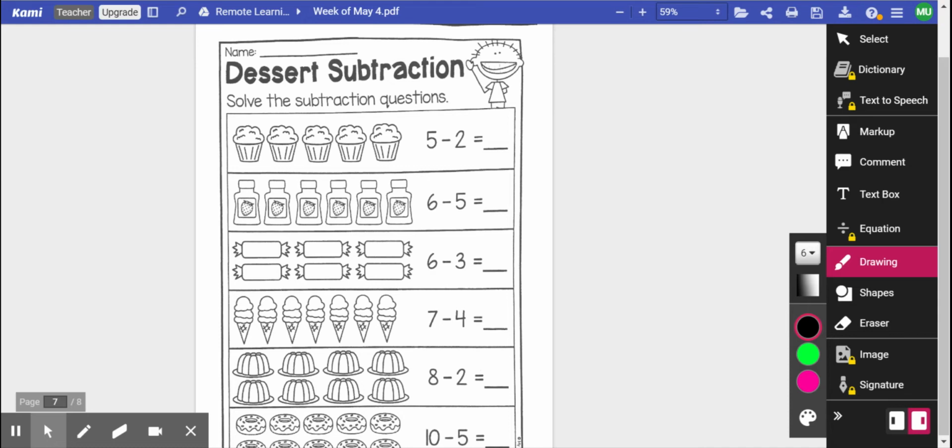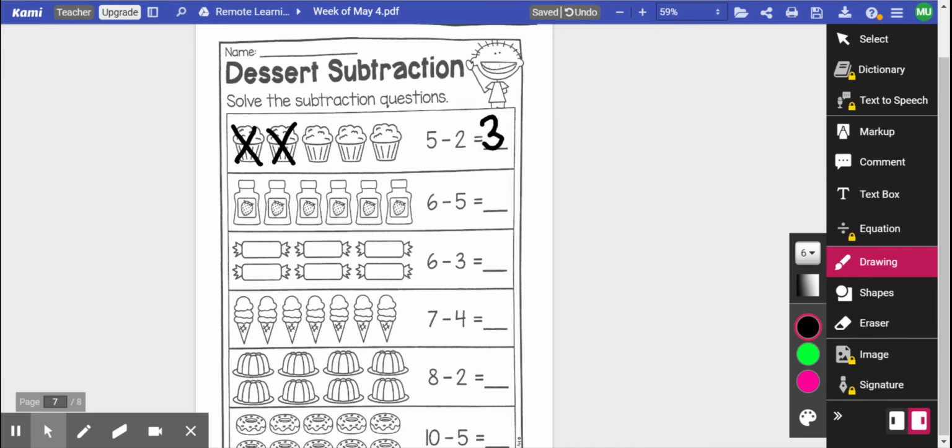Remember, that minus sign means take away. So how do we show we take away? We cross them out. I'm crossing out 2. Why am I crossing out 2? Because it says take away 2. 5 minus 2 equals, let's find out the difference by counting the number of cupcakes that are not crossed out. 1, 2, 3.